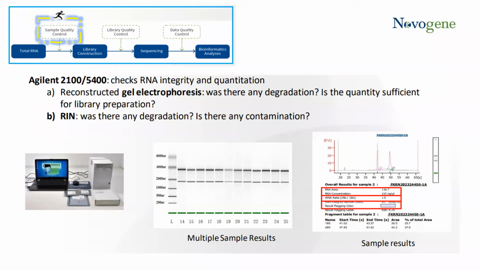Once we have the results from the quality control of your samples, we will send you a report, and we will only move forward with the samples that you ask us to.